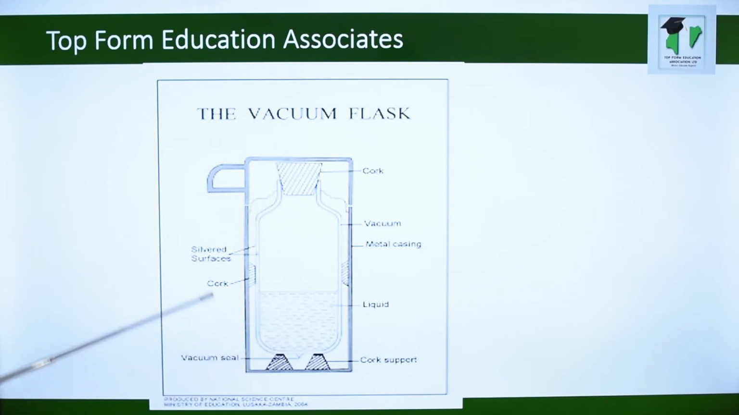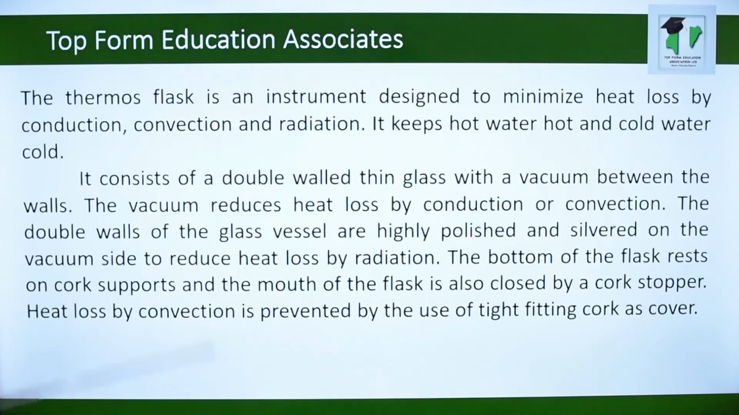As we go ahead, we'll get to know the function of each of these parts and how this can reduce heat loss by radiation, convection, or conduction. The thermos flask is an instrument designed to minimize or reduce heat loss by conduction, convection, and radiation. So it keeps hot water hot and cold water cold.